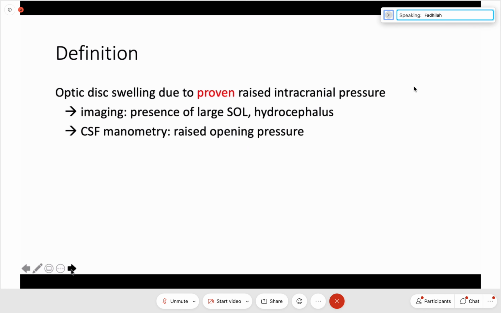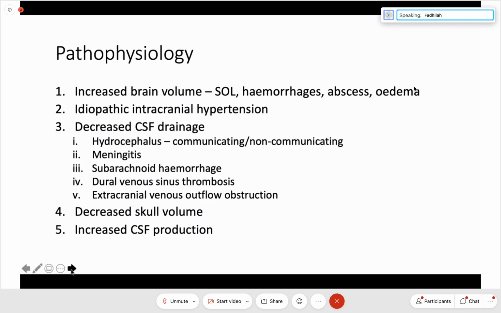Right, so next, let's talk about papilloedema. So what is papilloedema? Papilloedema is optic disc swelling due to proven raised intracranial pressure. So I highlighted the word proven there. Okay, so how do you prove it? Two ways. One is by imaging. When you do imaging, you can see a large space occupying lesion, or there is evidence of hydrocephalus. The ventricles are all dilated. So that may mean that the intracranial pressure is raised. Second one is, of course, CSF manometry. Look at the opening pressure. What is the pathophysiology of papilloedema?